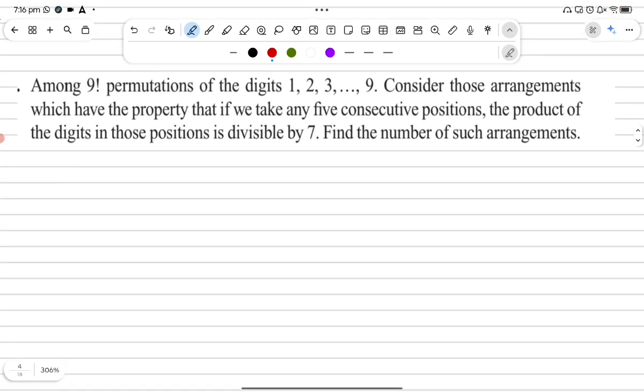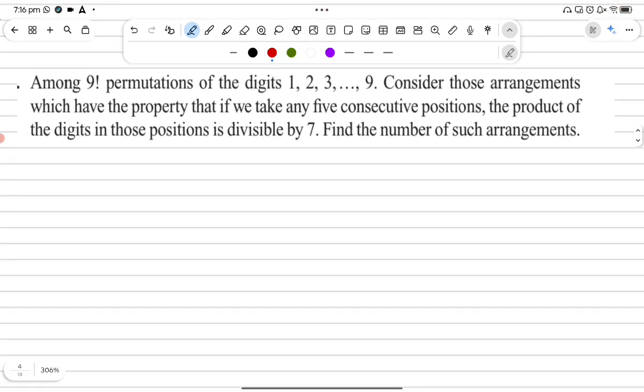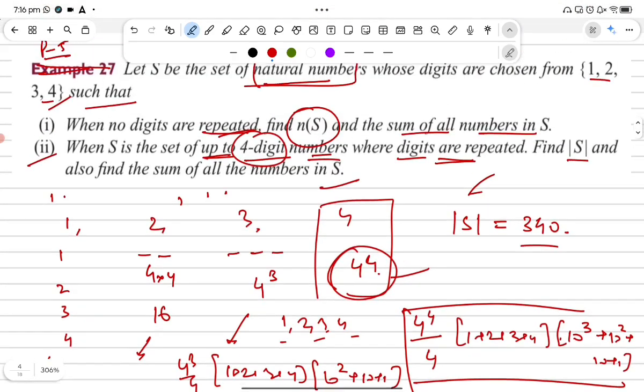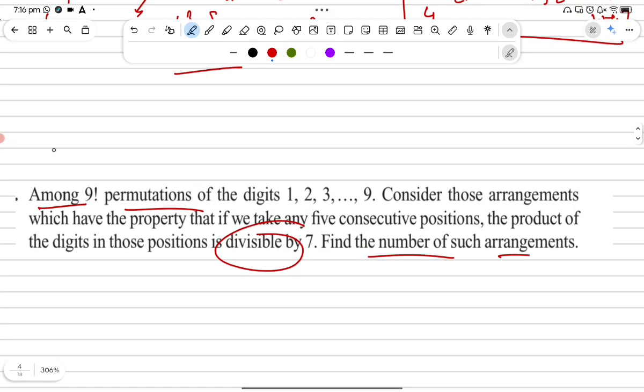Now, coming to a slightly better problem compared to the previous ones. It says among 9 factorial permutations of the digits 1, 2, 3 up till 9, consider those arrangements which have the property that if we take any 5 consecutive positions, the product of the digits in those positions is divisible by 7. Find the number of such arrangements. So this was problem number 6. Alright.